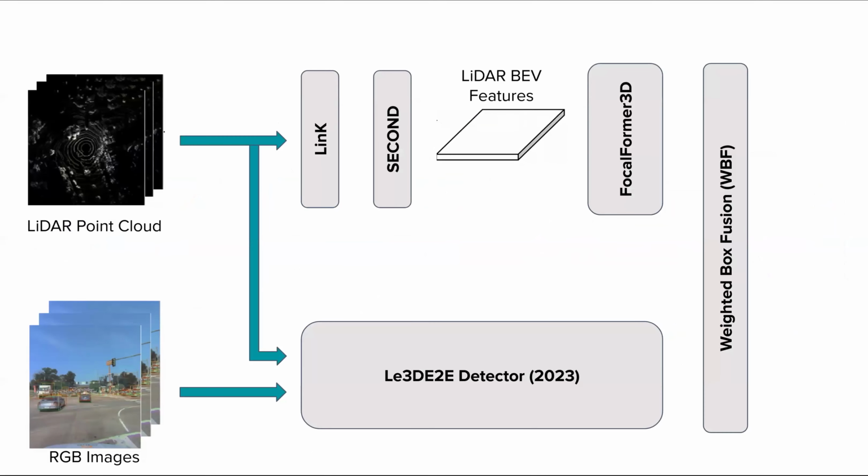So their method here is an ensemble of ensembles. They combine the output of their method from last year, which is the LE3D E2E detector, which we'll talk about next, in conjunction with Focal Former 3D. Importantly, Focal Former 3D is a LiDAR-only detector, whereas last year's submission was a multimodal detector. They combine these outputs through late fusion using weighted box fusion.